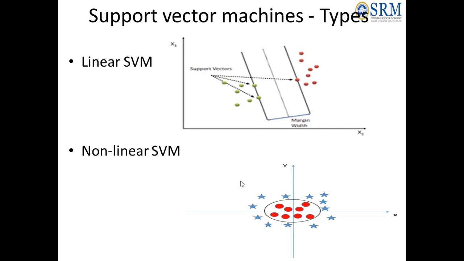And non-linear SVM is for non-linearly separable data, which means that the data set cannot be classified using a straight line. We are unable to categorize it as in the linear SVM problem. We need some other mechanism to categorize, so this is called non-linear SVM.